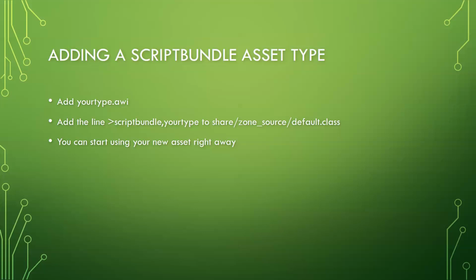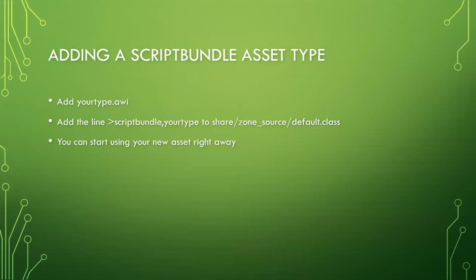So adding a script bundle asset type is really just these 3 bullet points. You add your type.awi, you put the line greater than script bundle comma your type, you put that in the default.class file that's in share zone source. You add it in alphabetical order, or I will be very angry, because it makes it much easier to find things. And then you can start using your new asset right away without waiting for executables.